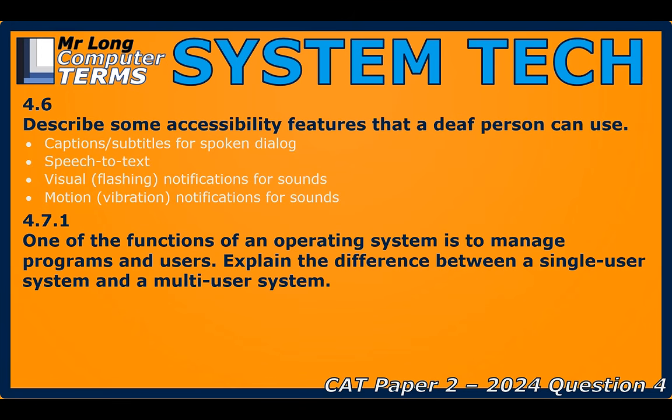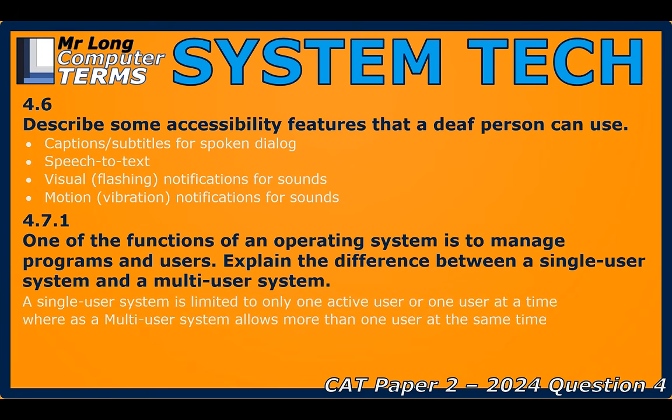Right. This is pretty fundamental to how the OS is designed. A single user system is, well, like it sounds. It's limited to only one active user at a time. Think about your personal laptop. You might have different accounts, maybe for family members, but only one person is logged in and using it actively at any given moment. Okay, that makes sense.